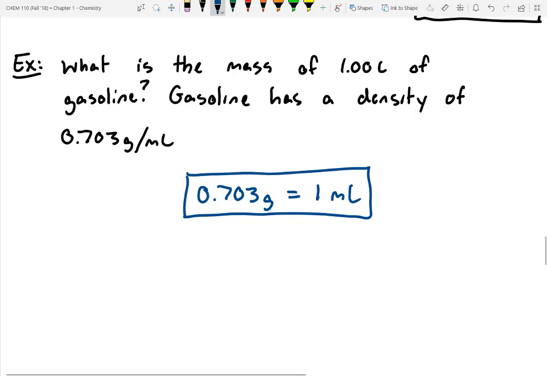Okay, I'm seeing another problem though. What's the other problem? Up here, we're given the volume in liters, but down here, the volume's in milliliters. So maybe we need to convert milliliters to liters. So I'll go ahead and say, all right, 1 milliliter is equal to some amount of liters, and what would that number be?